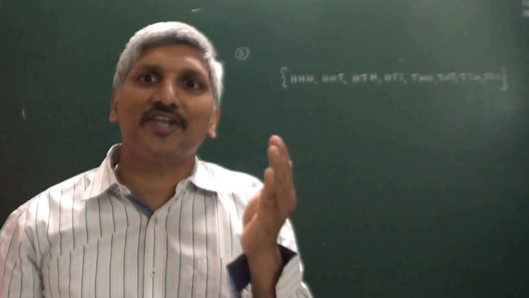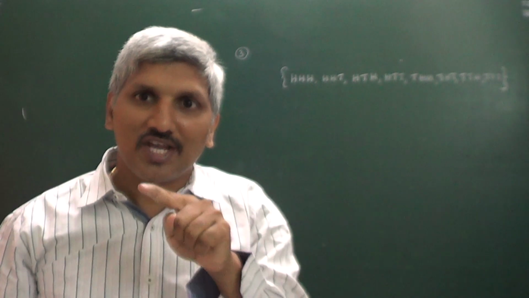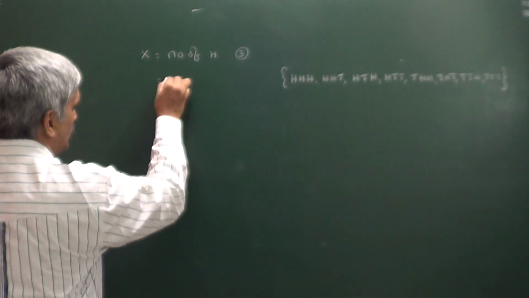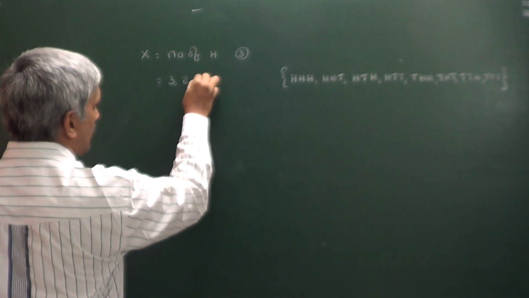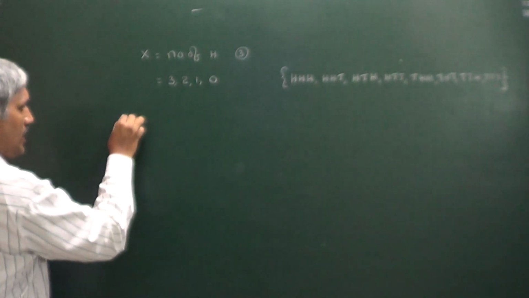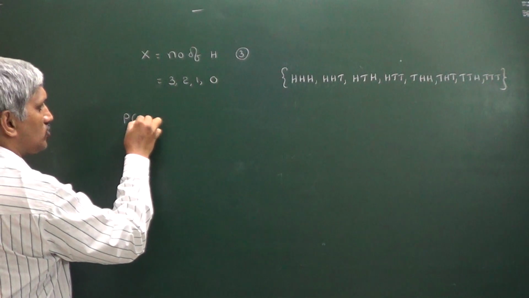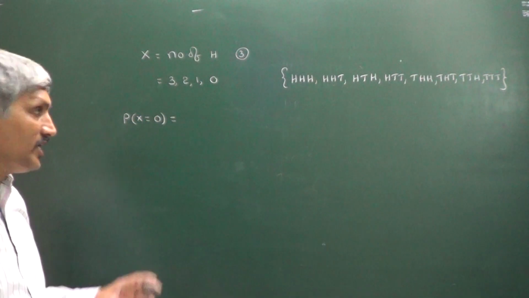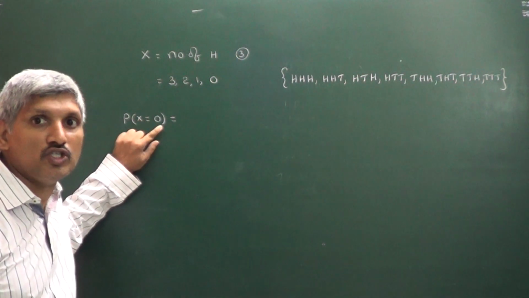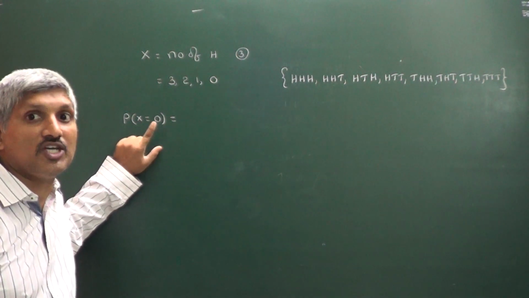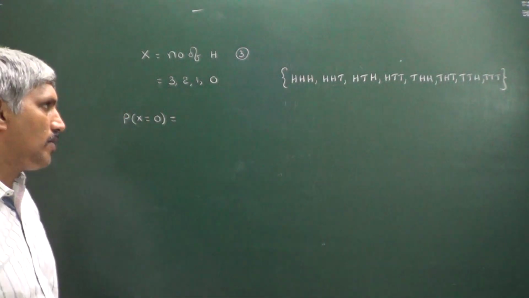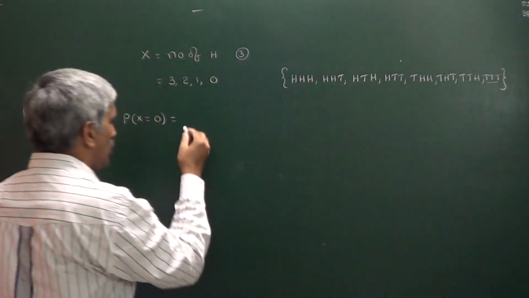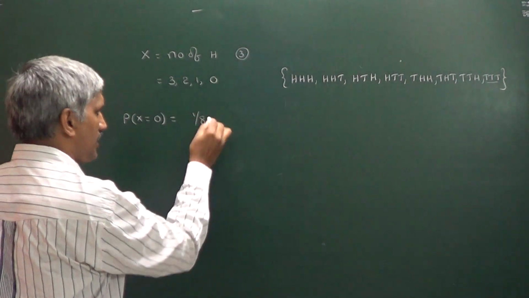That's why the random variable x takes the values 3, 2, 1, 0. And their respective probabilities also we have to write. P of x is equal to 0. What is the meaning of that? X is taking the value 0, number of heads is equal to 0. What is the probability? The probability is 1 by 8.